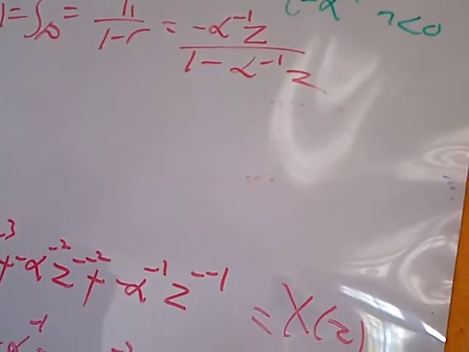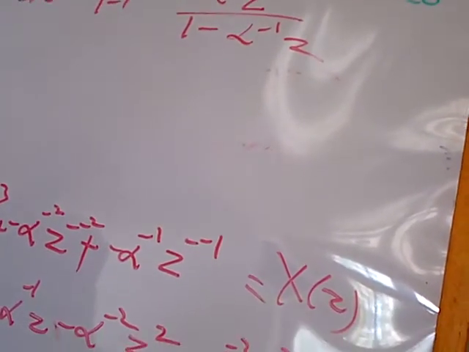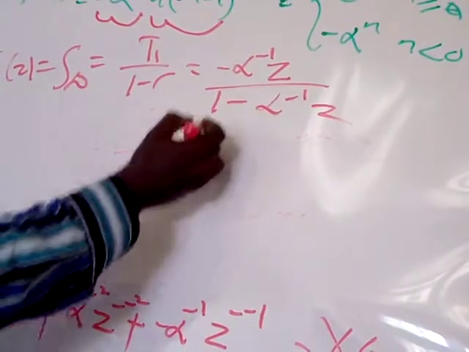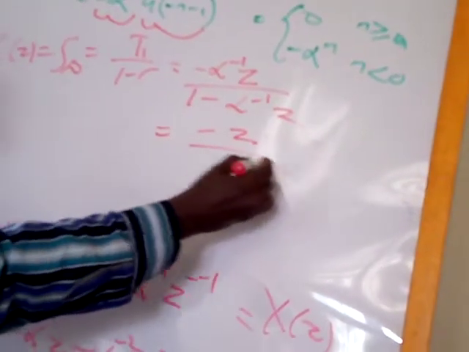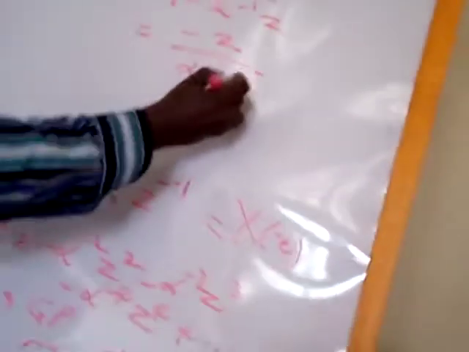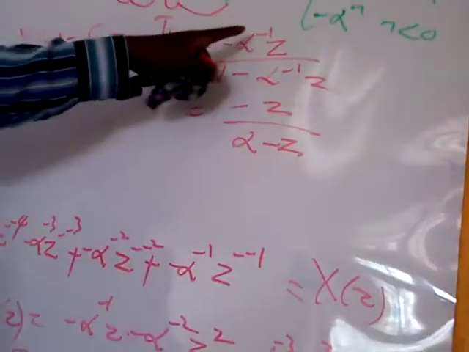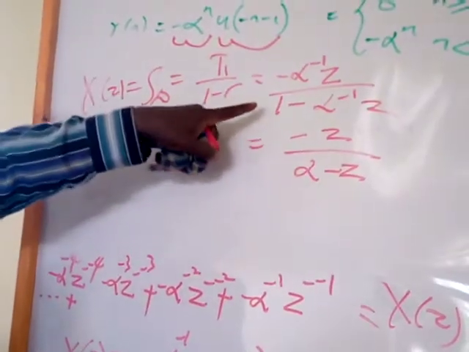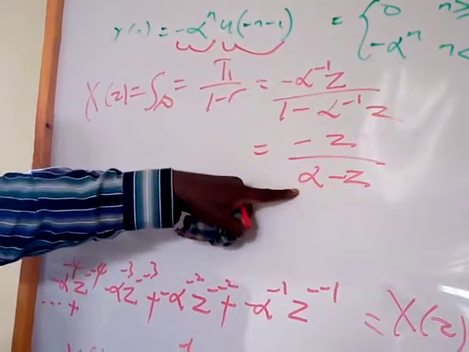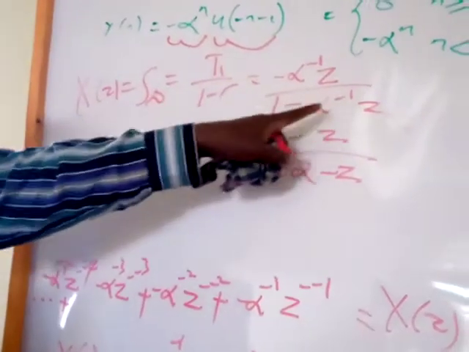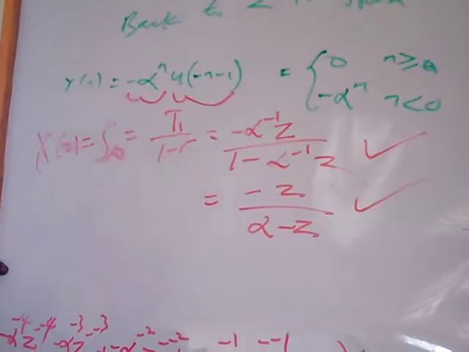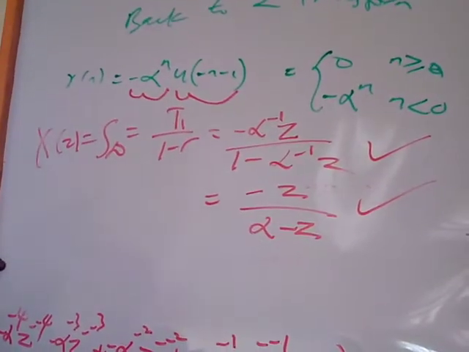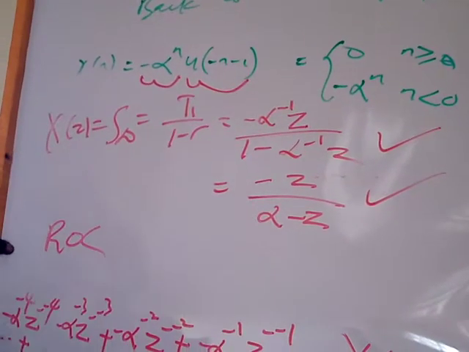You can keep it like that if you like, that's your answer. Or you can multiply up and down by alpha. This can give you z over alpha minus z. If you multiply this by alpha, alpha minus 1 will disappear. Multiply this by alpha, this will be alpha. Multiply this by alpha. So either you write this or you write that. Both are correct.